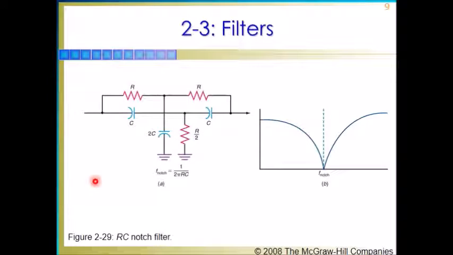Here, we can see the RC notch filter circuit on the left side and the RC notch filter graph on the right side. It says that the RC notch filter is implemented with resistors and capacitors and is calculated by the formula F notch is equal to 1 over 2 pi RC. On the graph given, we can see that the frequencies have a center point which is also called the F notch.